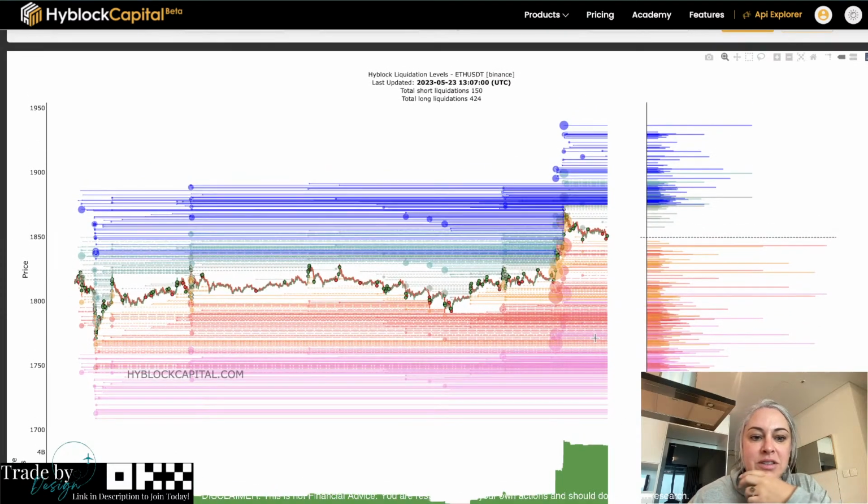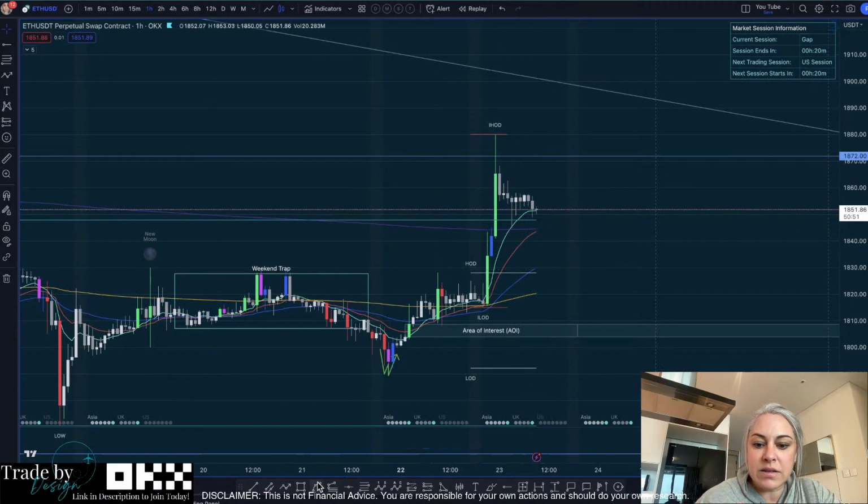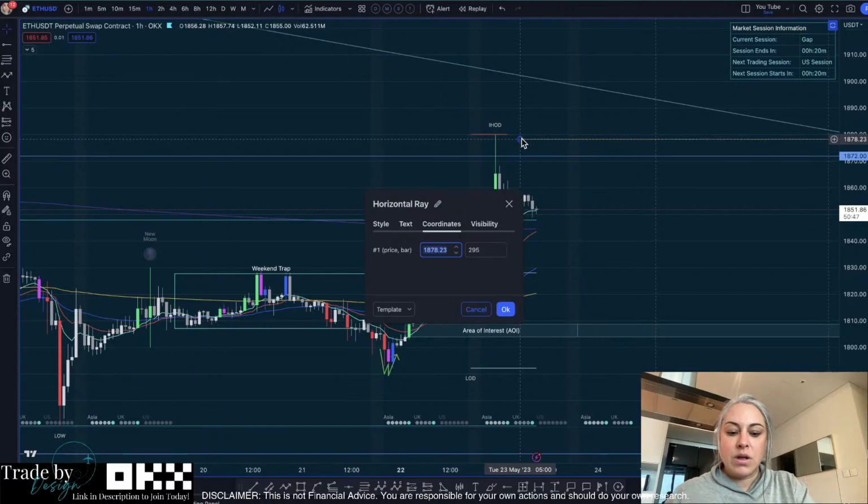But let me just have a look at this quickly. Some ETH levels that are important. So we've got 1,880 to the upside, 1,899 to the upside. Let's see where that would put us. 1 second. 1,880.